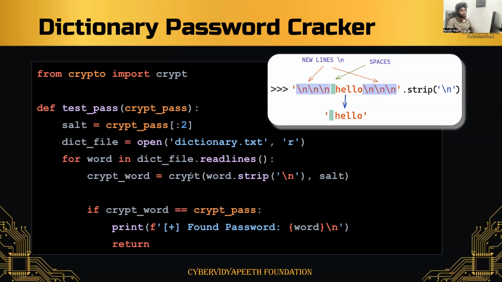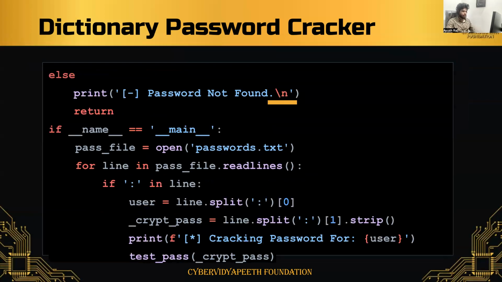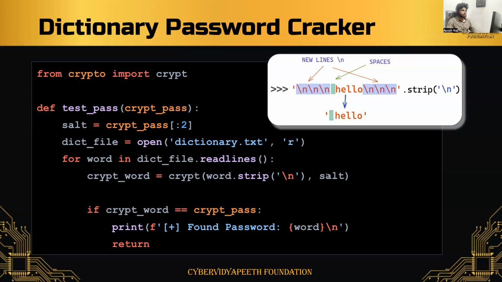So the function is using dot strip. Why dot strip? As I said, to remove the extra characters before and after. So it will remove all these things. And here we have created the salt, and we are passing the second argument as salt to increase the complexity of the hash. And the hash that we want to crack has used this technique to create the salt.